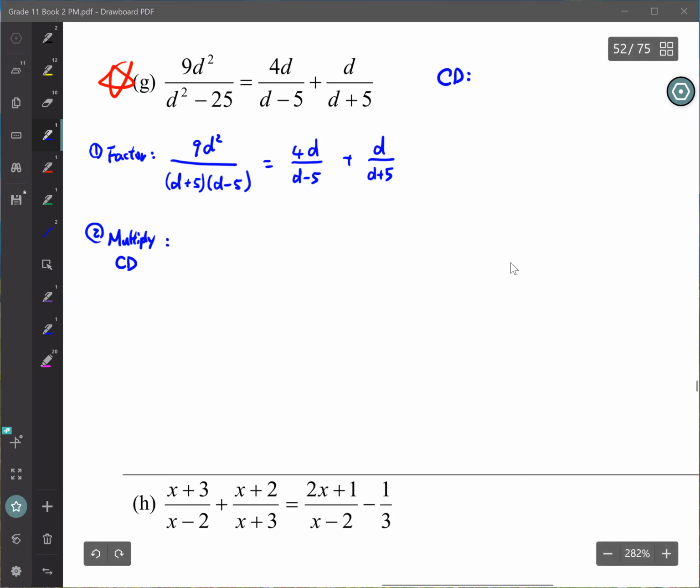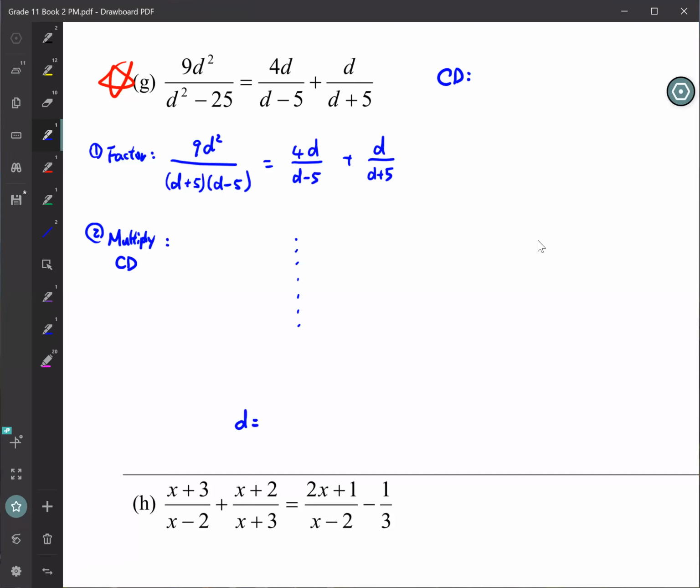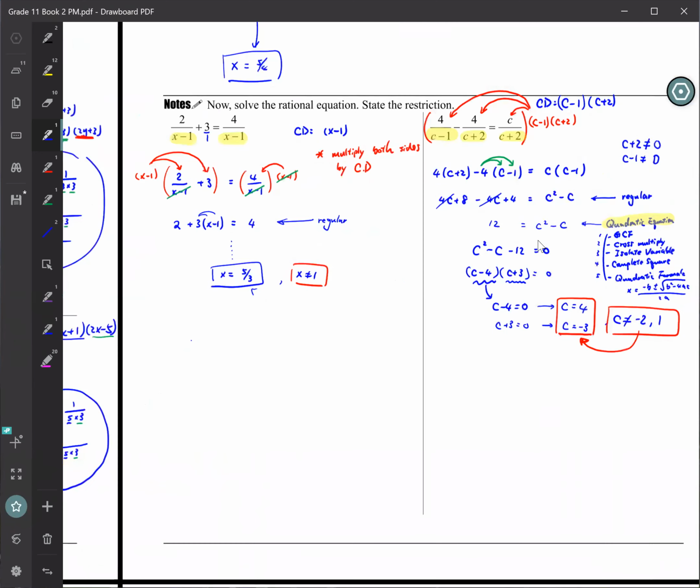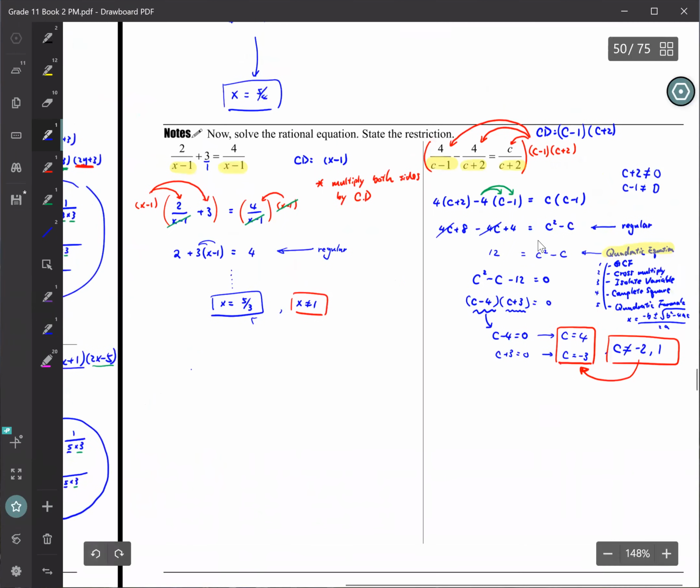This time I'll step aside and let you go all the way to the end. You figure out the common denominator and do the rest. Let's see if we can get this one. It will be similar to the question on the right side, the one that has quadratic. You'll end up with a quadratic equation, so go back to your notes and take a look at how you solve a quadratic equation.